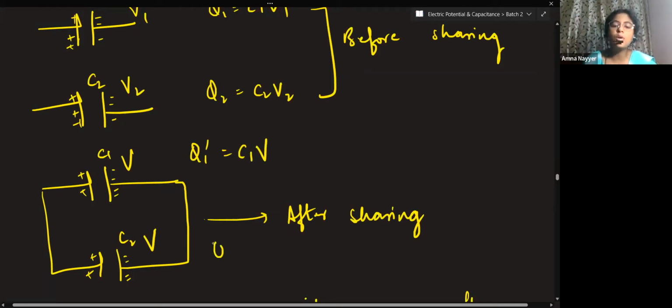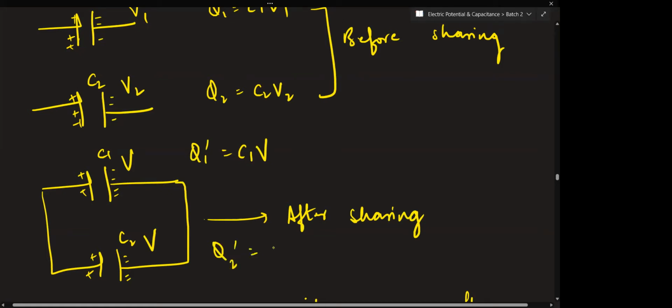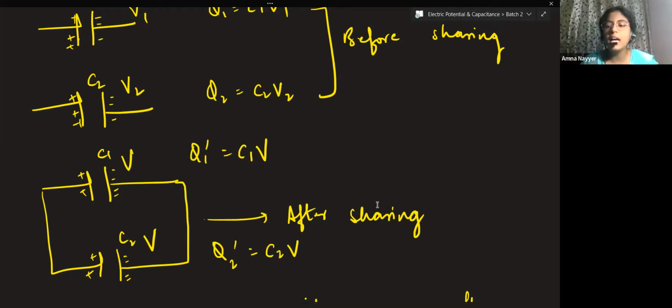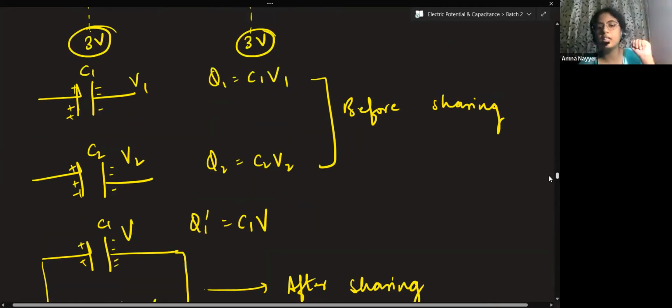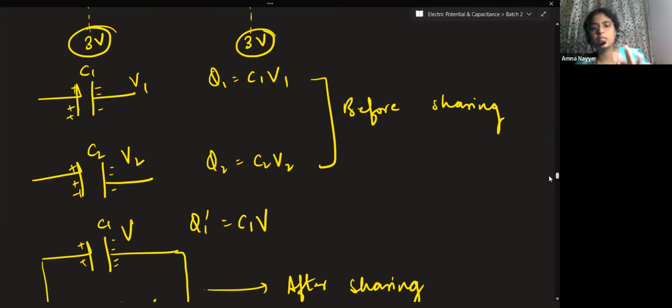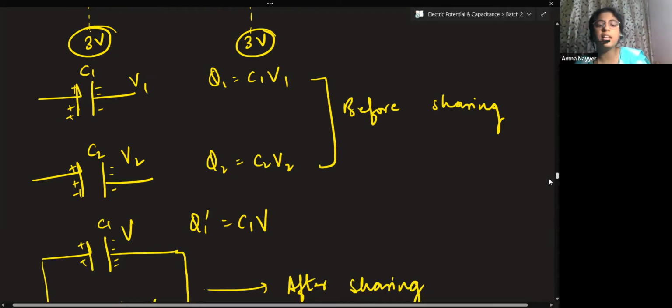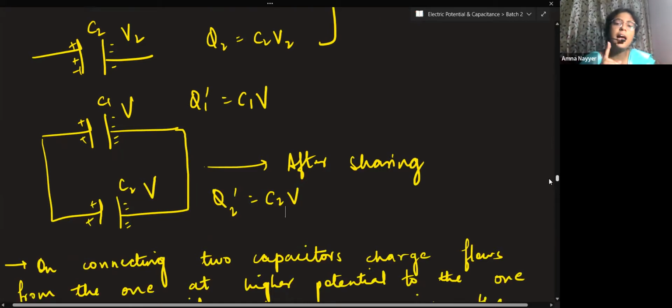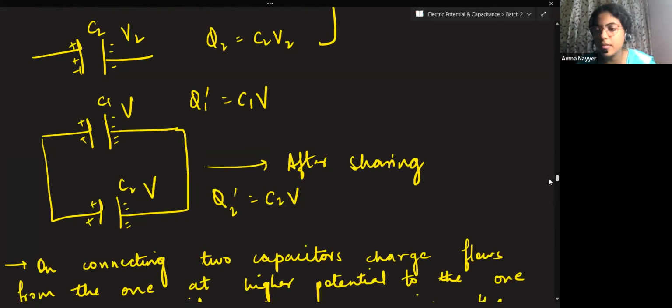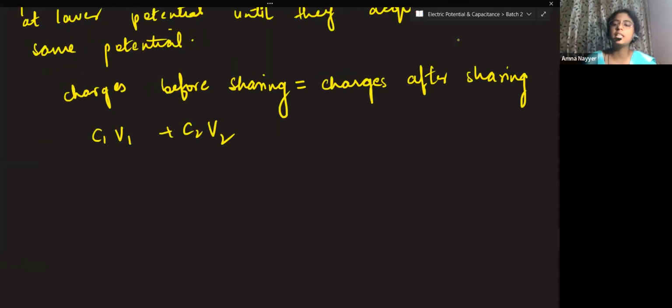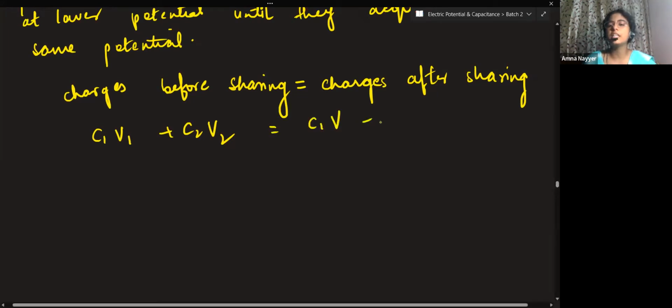Hamza, what will be the charge for this capacitor? C2V. See, we had the capacitor with C1V1 and the capacitor with C2V2, and these charges were the case before sharing. Now we have connected them, and whenever you connect two capacitors, they have a common potential V, which we have assumed. We are trying to calculate that common potential. So the net charge after sharing is C1V plus C2V.